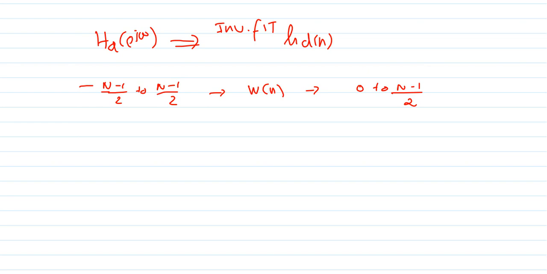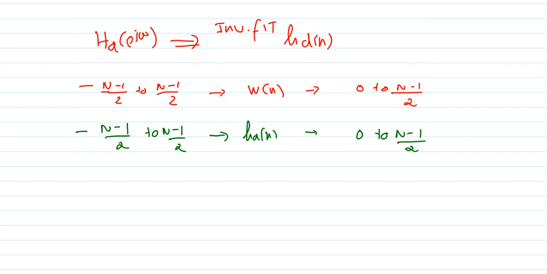Second, in the same range minus (N minus 1) by 2 to (N minus 1) by 2, you will calculate HD of n. These coefficients you calculate. Again, it is sufficient to use the range (N minus 1) by 2 alone. Once you have these two sets of coefficients, we just need to take the product of them, so W of n into HD of n. That is your filter coefficients. This is your FIR filter coefficients. So that's how we are going to do this method.